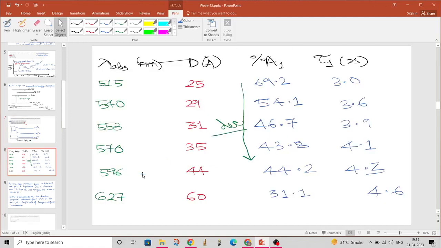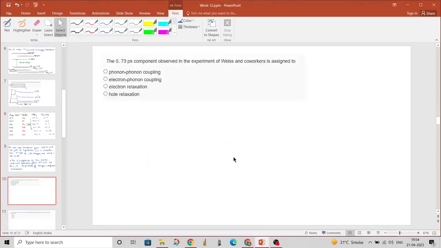Let's move to the next question. The 0.73 picosecond component observed in the experiment of Weiss and co-workers is assigned to phonon-phonon coupling, electron-phonon coupling, electron relaxation, or hole relaxation.